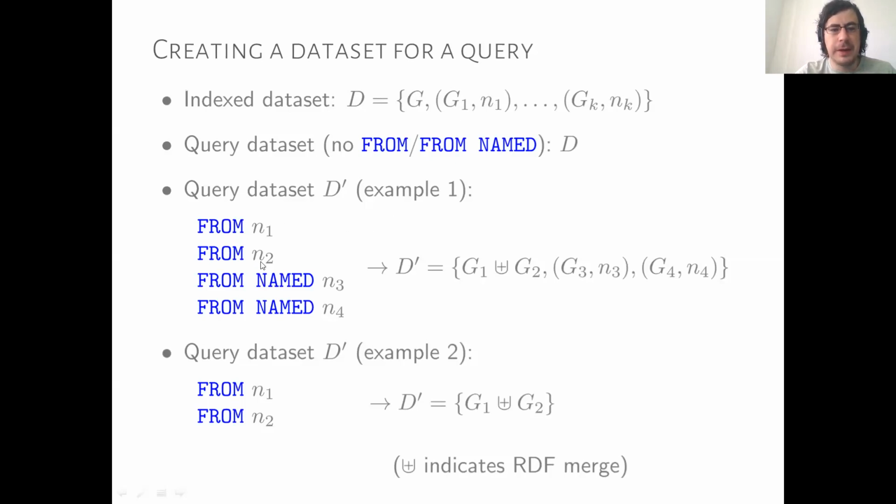And we can use from and from named to construct a data set. So we can use from to define the default graph, which will be the RDF merge, essentially the union keeping blank nodes distinct, of all the graphs that we mention in from, along with the named graphs that we mention in from named. So from we use to define the default graph of the data set we're going to use for querying, and from named we use to select some of the named graphs that appear in the data set.